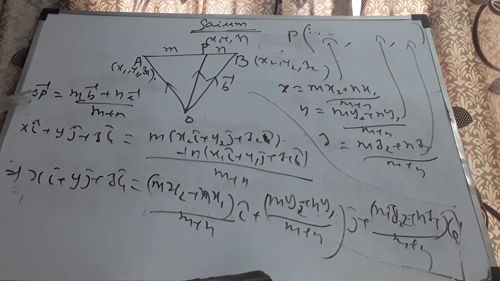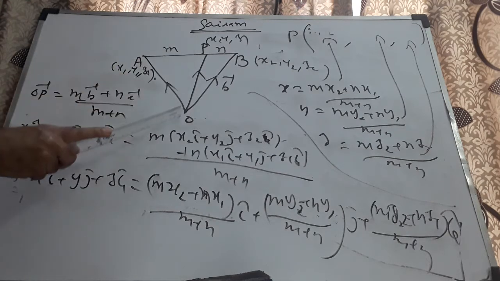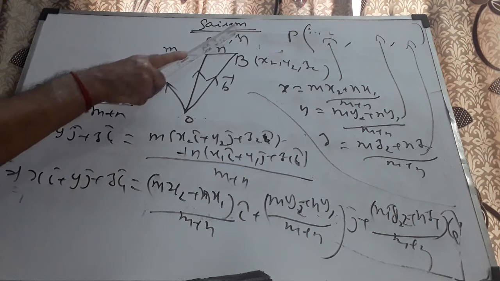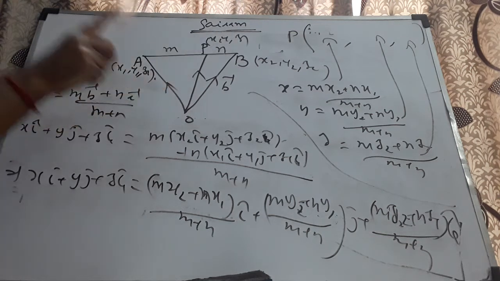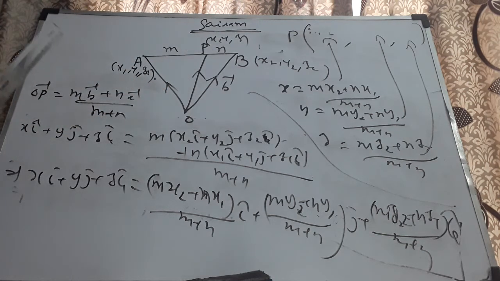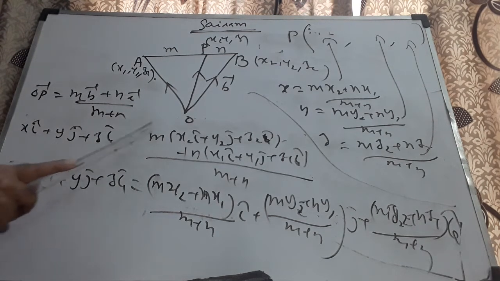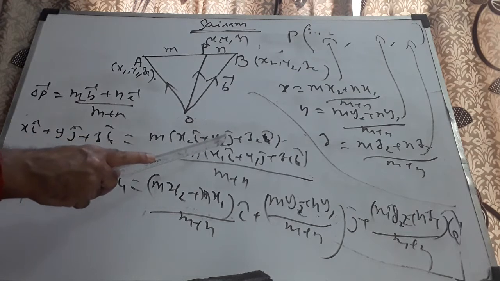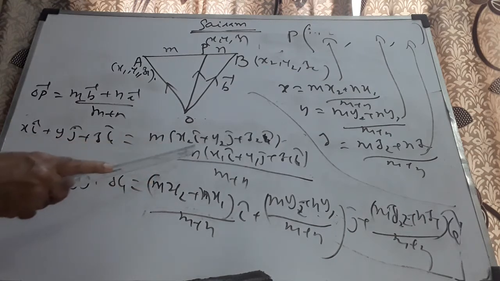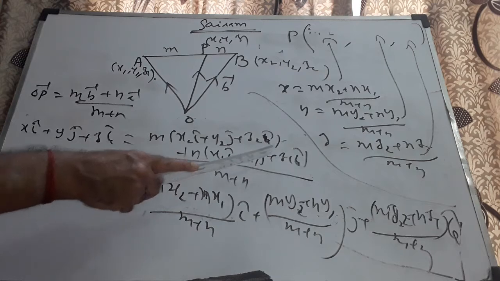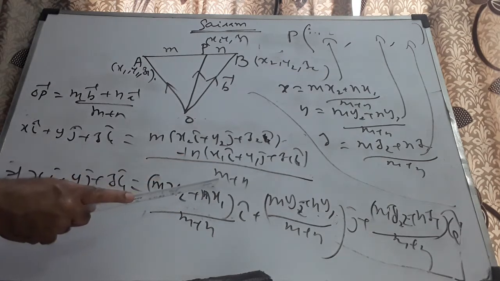Now listen here, OP vector is (m OB vector plus n OA vector) by (m plus n). We have proved this just now. Therefore, the position vector of P from the origin will be x i cap plus y j cap plus z k cap. If you want, you can look through the previous video, part 1 of vectors in 3D. x i cap plus y j cap plus z k cap will be equal to m times (x2 i cap plus y2 j cap plus z2 k cap) plus n times (x1 i cap plus y1 j cap plus z1 k cap), divided by m plus n.